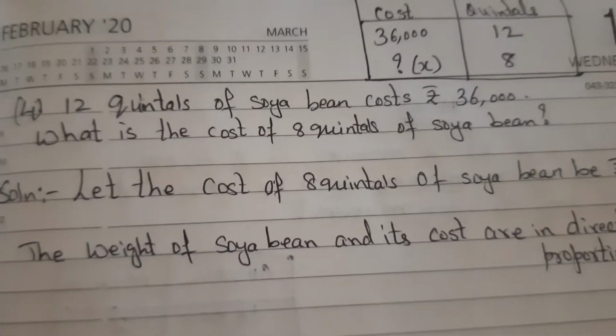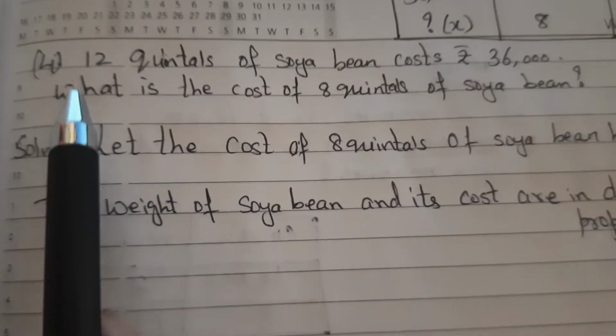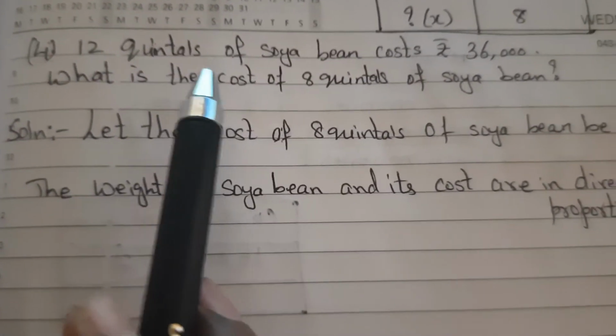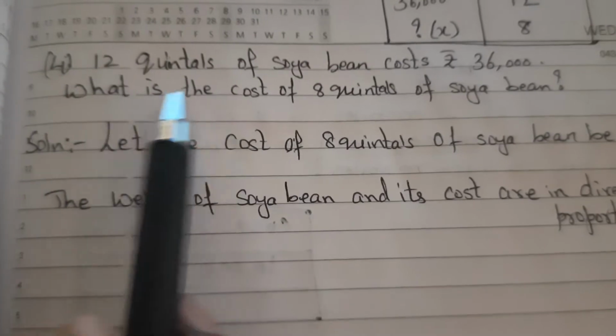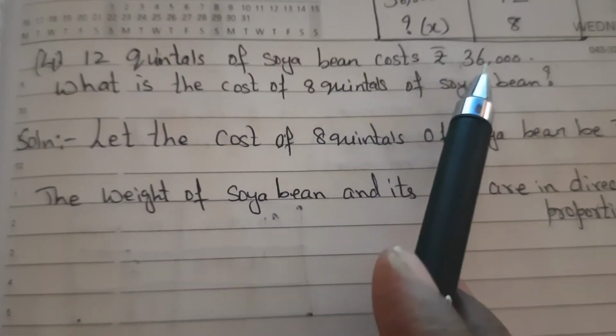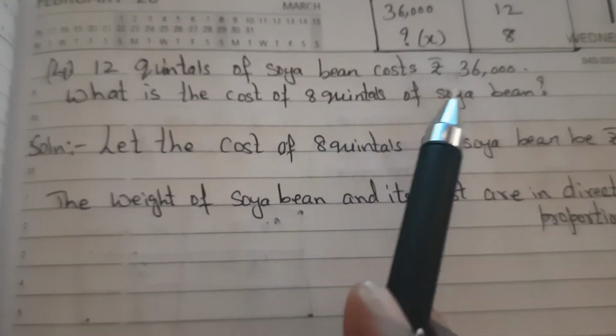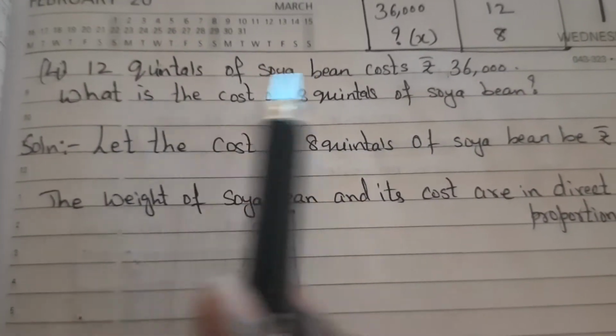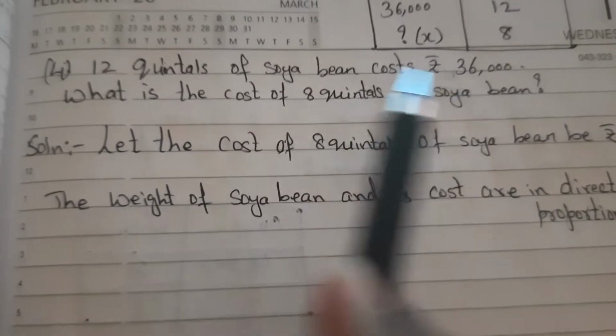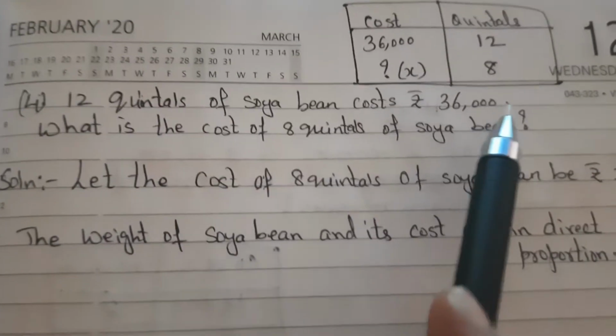Now it's the fourth question. 12 quintals. Quintals means the gunnies, what we get. 12 quintals of soybean cost rupees 36,000. What is the cost of 8 quintals of soybean? So 12 quintals are costing 36,000. How much will be for 8 quintals?